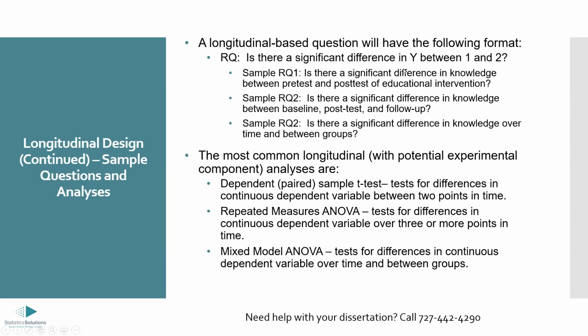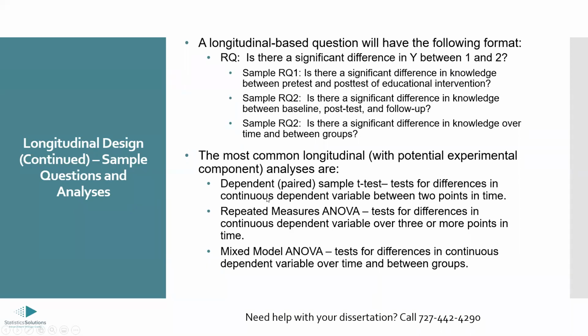So for this first sample question, because we only have 2 points in time and we have 1 dependent variable, you would use a paired sample t-test, which is also called a dependent sample t-test. This assesses for differences in a continuous dependent variable between 2 points in time. Okay, knowledge is our dependent variable, and the 2 points in time are pre-test and post-test.